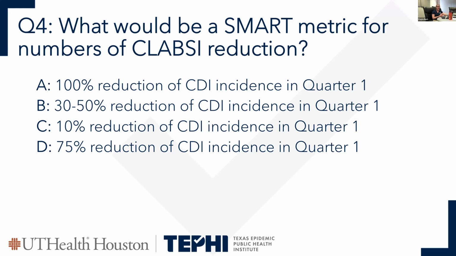Is it reasonable to have a 100% reduction? So we're going from 12 C. diff infections to 1 in quarter 1, or 0? Is it a 30 to 50% reduction? Is it a 10% reduction or a 75% reduction from quarter 1? What do you think is a reasonable goal to put in a 3 month time? Yes, the correct answer is B.